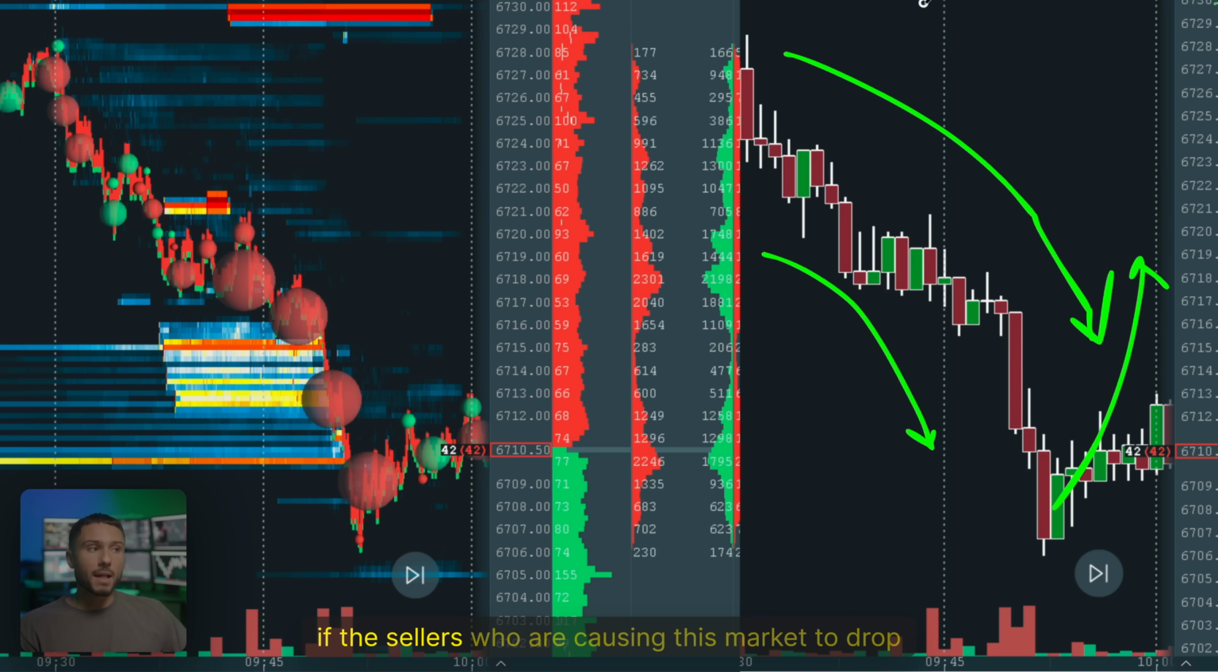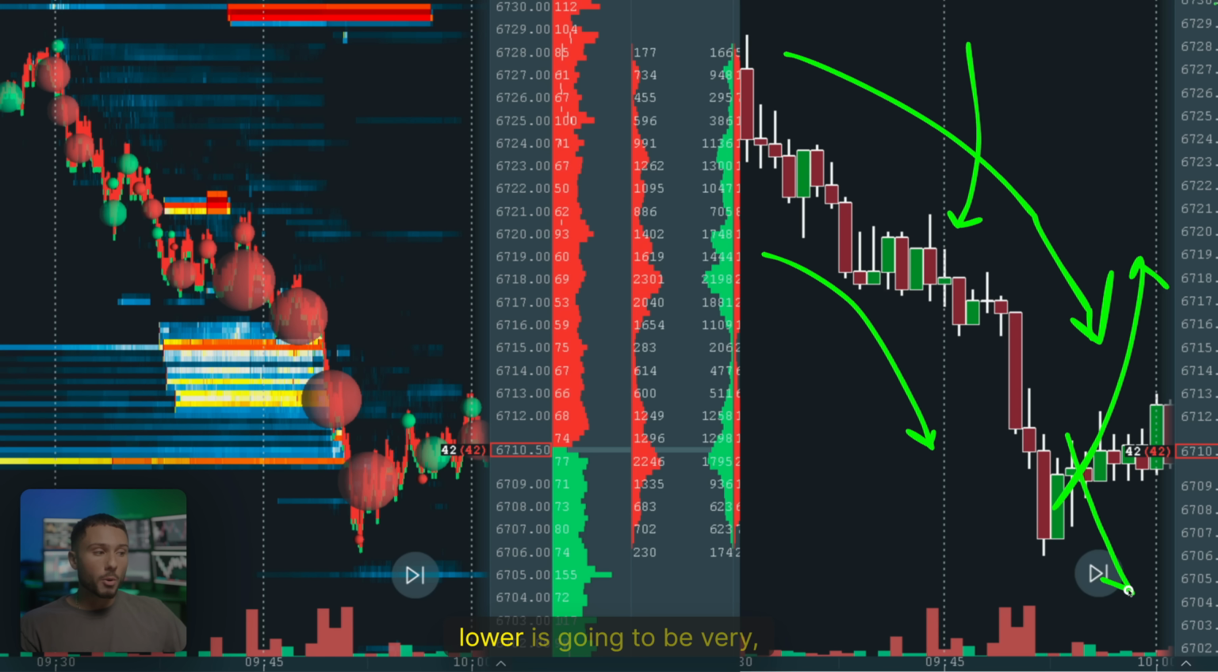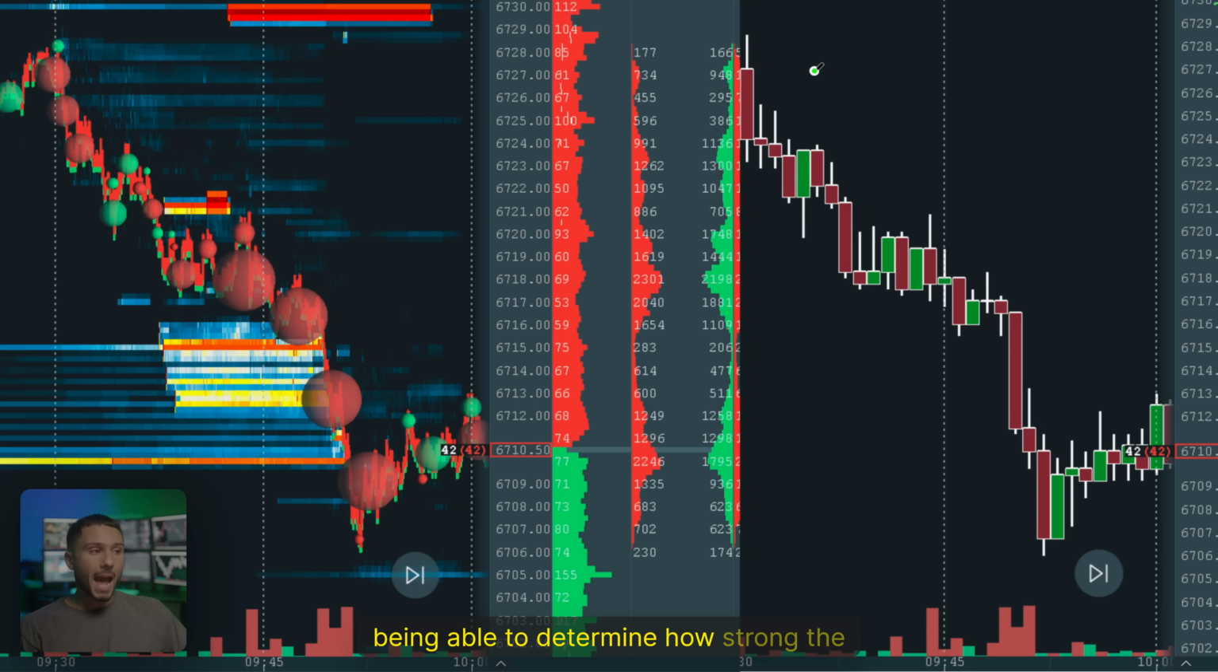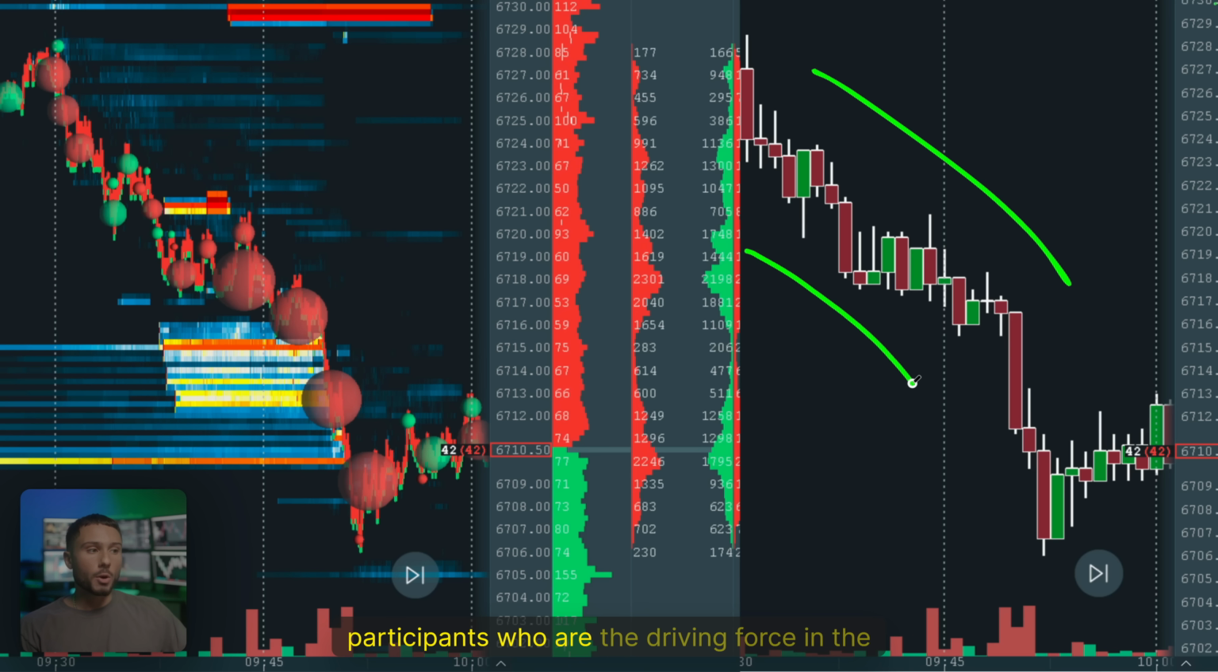However, if the sellers who are causing this market to drop here are very strong and aggressive, then the chances of having continuation down much lower are going to be very, very high. Being able to determine how strong the participants are who are the driving force in the market could give us a good indication whether a continuation is likely or a reversal is coming.